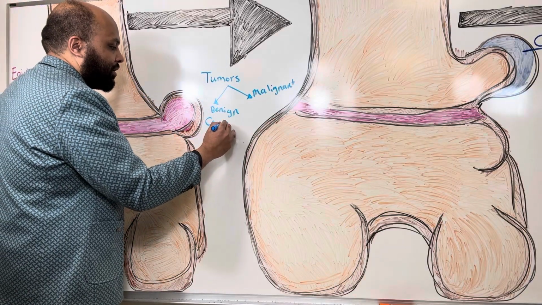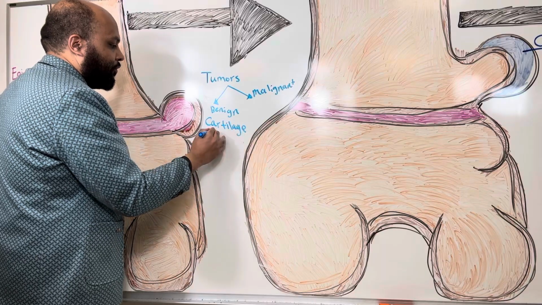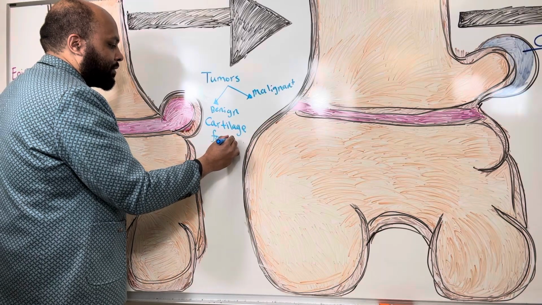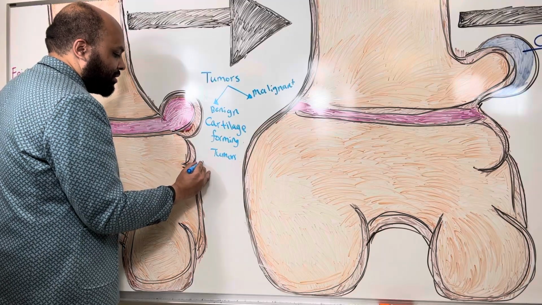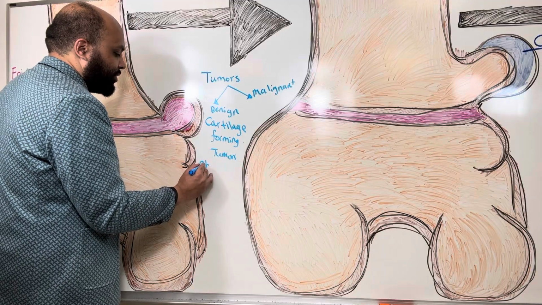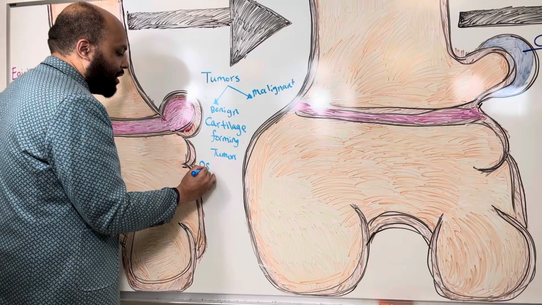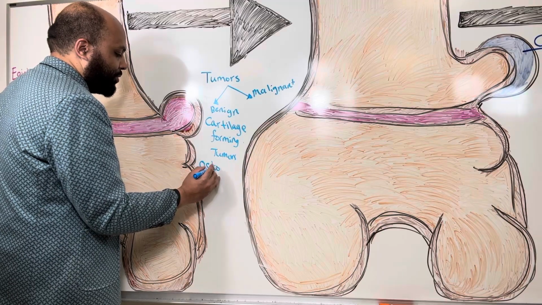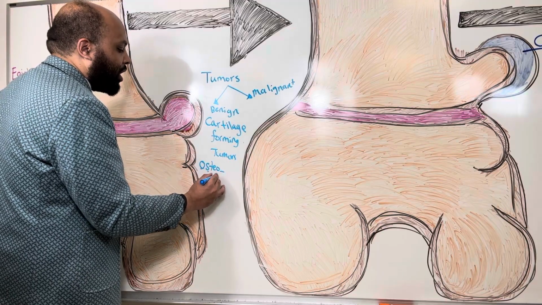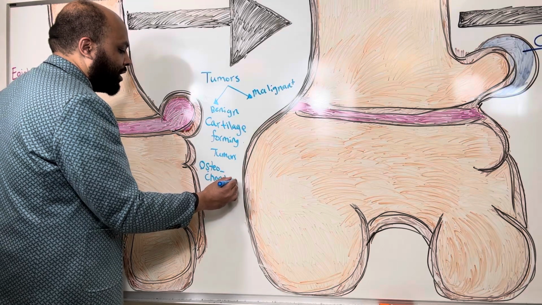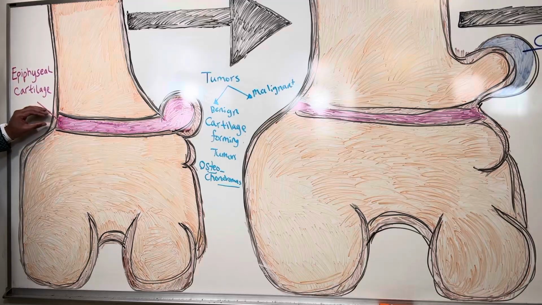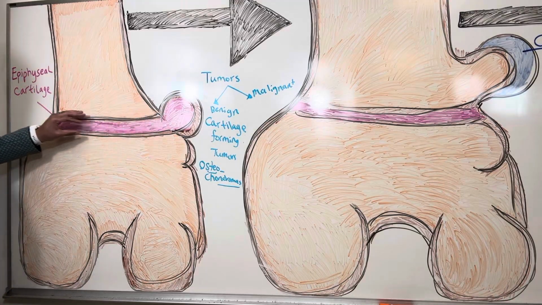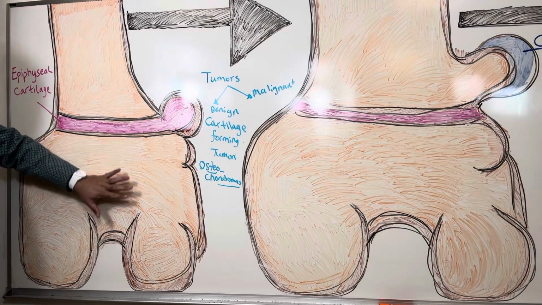So these are cartilage forming tumors known as osteo. Osteo is bone, osteochondromas. So we see that this purple line here, orange represents our bone.